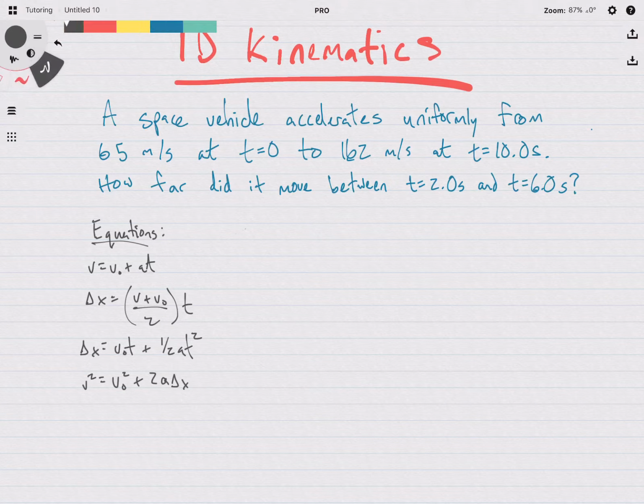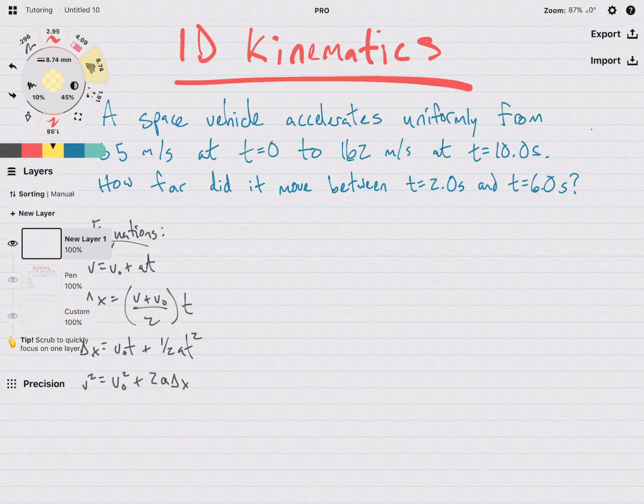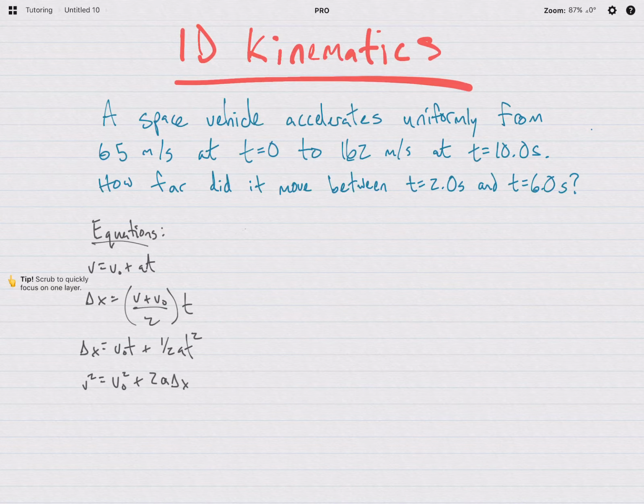Now the first thing you should do when you see a problem like this is highlight or make note of the most important information in the given problem. You can see that it says accelerates uniformly. This states that the acceleration is going to be the same throughout the entire problem. So that's a hint that you really need to catch when you read a problem like this.